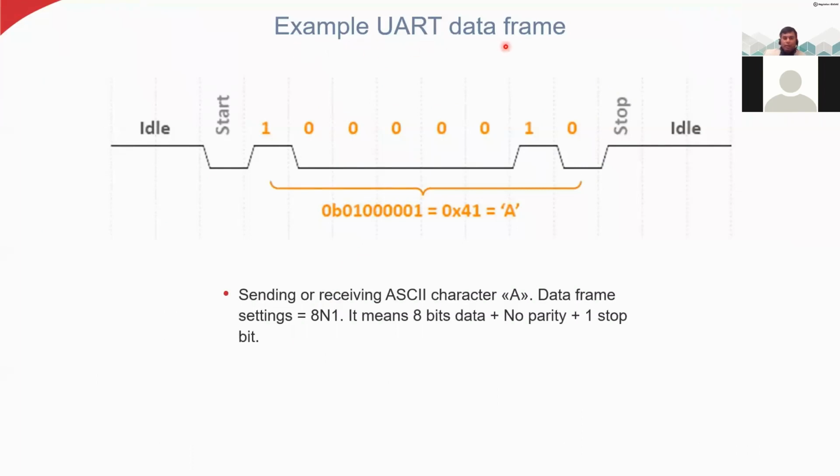Okay, an example data frame. So this is the data frame. We know the LSB, MSB, and we have the start bit 0 and stop bit 1. And this is the data we are sending. For example, now we are sending the ASCII character A at the bit level from the transmitter to the receiver.